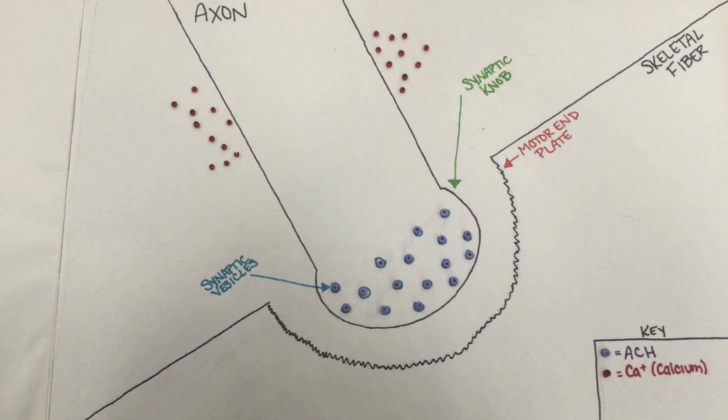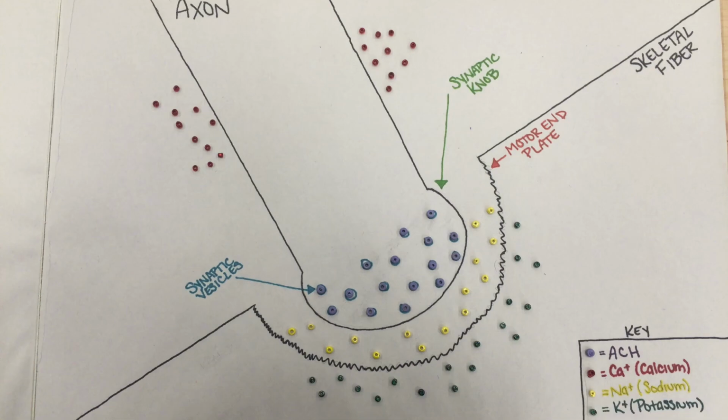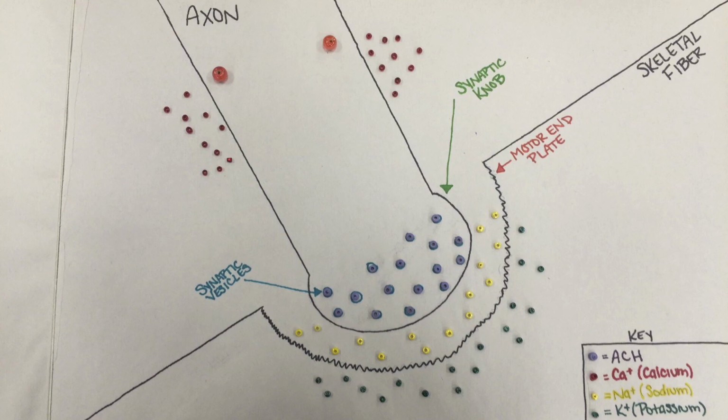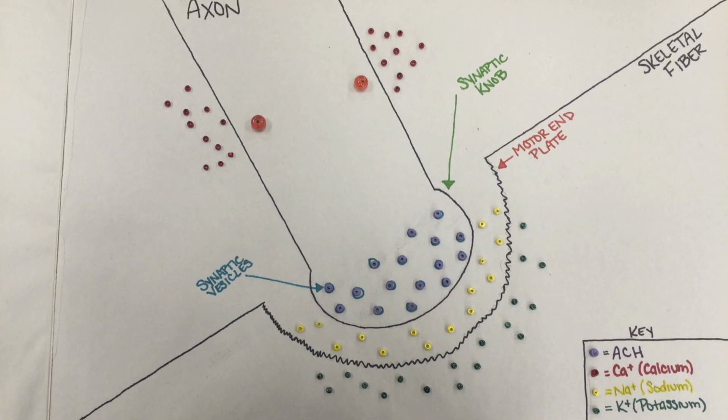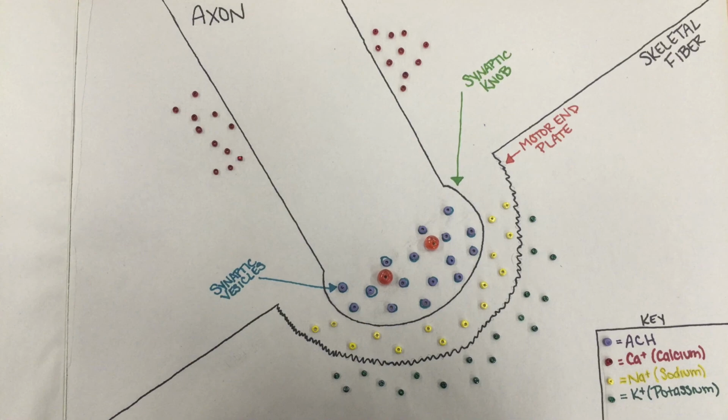There are calcium ions on each side of the axon of the neuron. There are sodium ions between the synaptic knob and the motor end plate, also referred to as the synaptic cleft. Just below the motor end plate are potassium ions. The action potential that follows down the neuron's cell membrane passes the calcium ions where there are calcium ion channels. The action potential sent through the neuron opens the calcium ion channels.